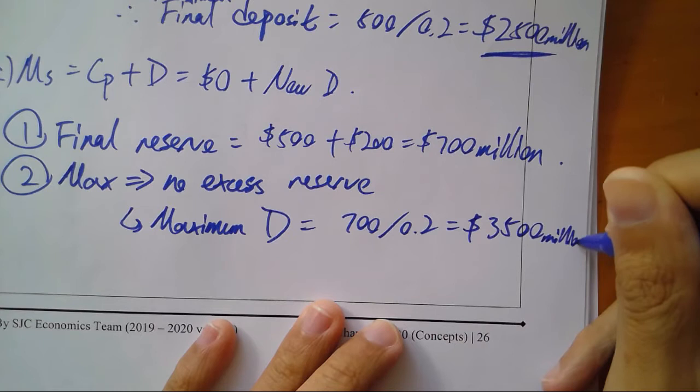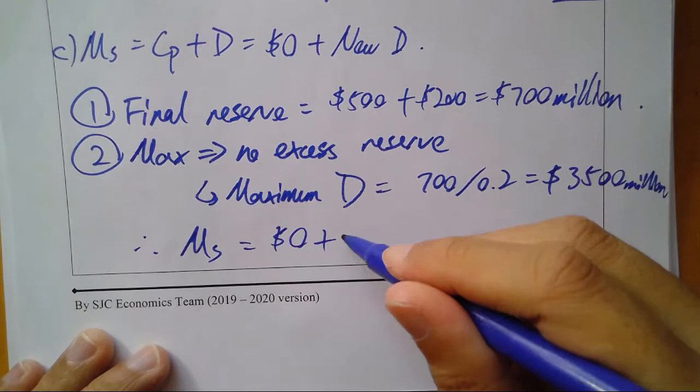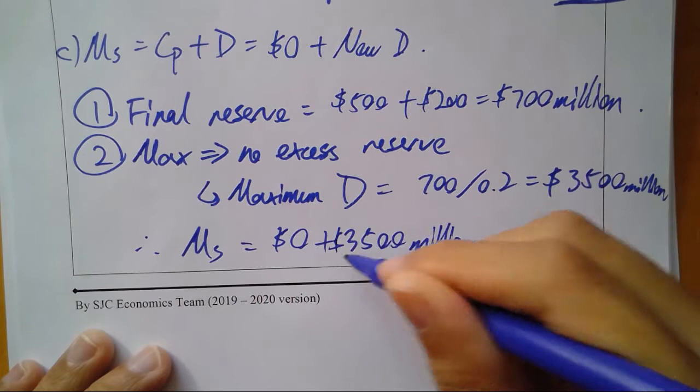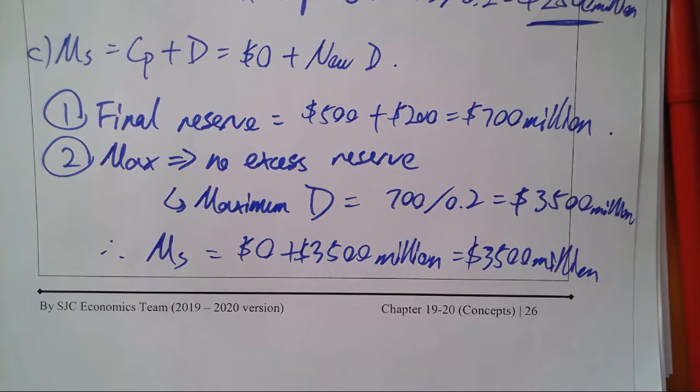Now, therefore, money supply in the economy would be $0 plus million. That would give us 3500 million dollars as a money supply. Okay, now. This is a very standard question, okay? Hopefully, you get it right.